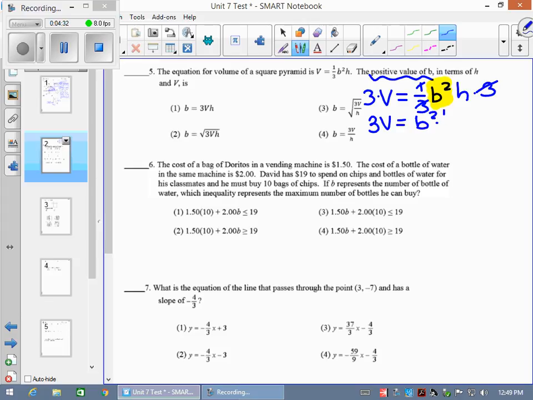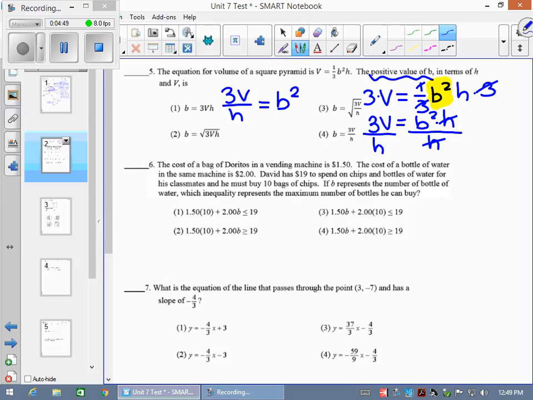Now I want to get rid of the multiplication of h with my b squared term, which again is the term I want to solve for. So to undo multiplication, I would divide. Right over here. So 3b divided by h is equal to b squared. Now we're a little bit more familiar solving these types of equations.